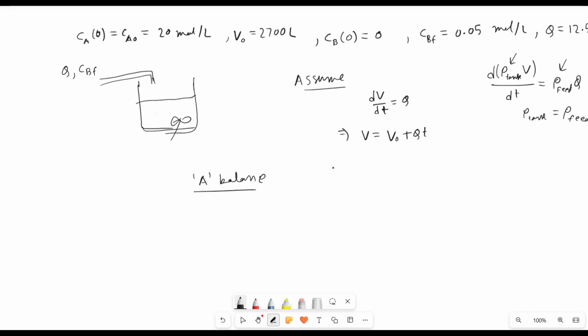No A is entering the system, so 0 plus the generation of A, which is RA V, is equal to the accumulation of A in the system. So this is the A balance.